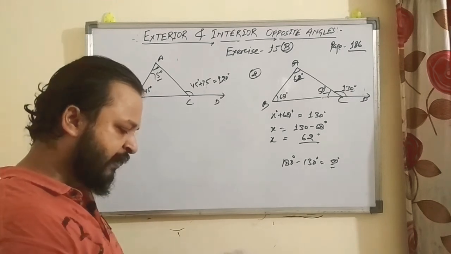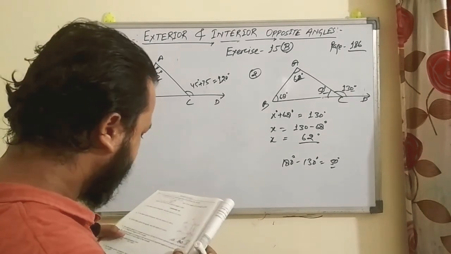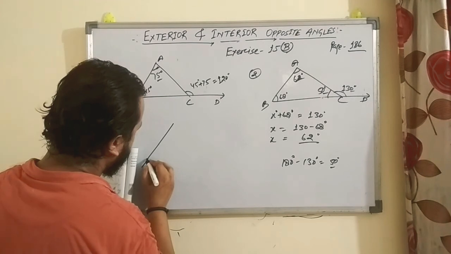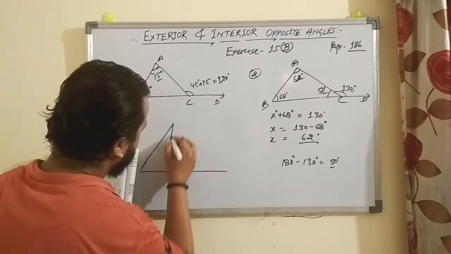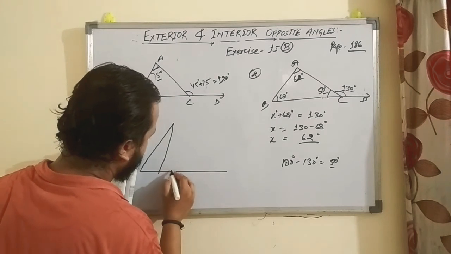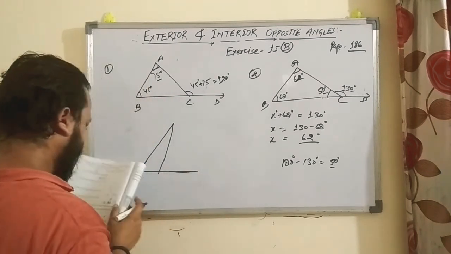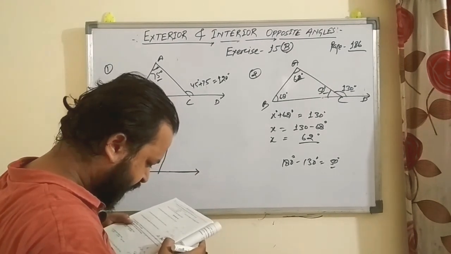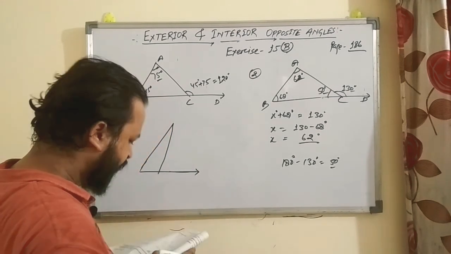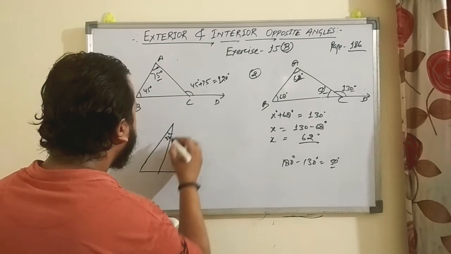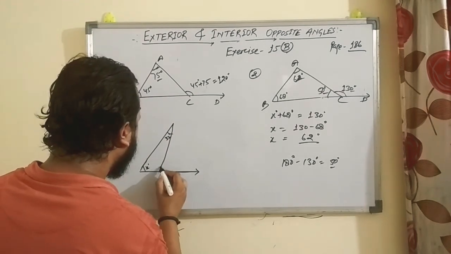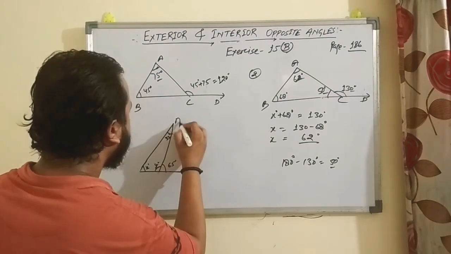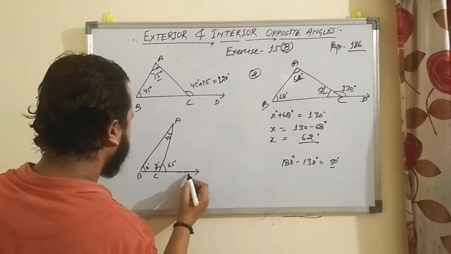In the given figure, you have to find out the value of x and y. The figure is something like that. Like this. This time this angle is given as 32 degrees, this is x degrees and this is y degrees. This angle is given as 65 degrees, right? This is A, this is B and C, this is D.